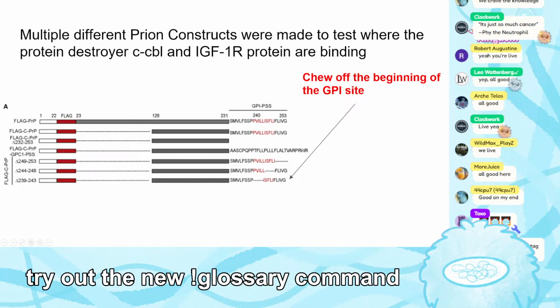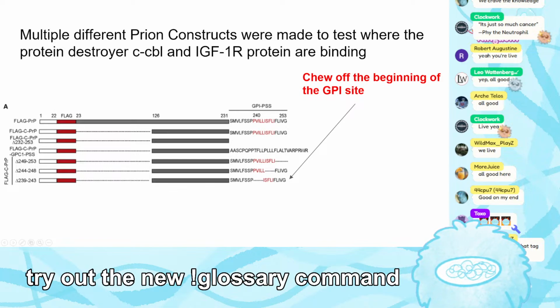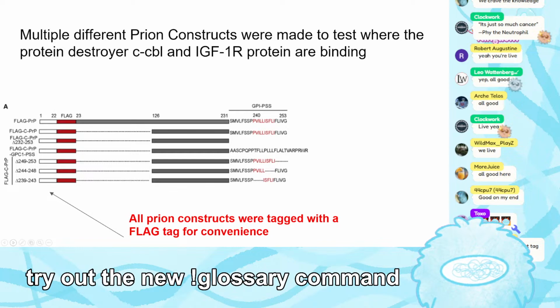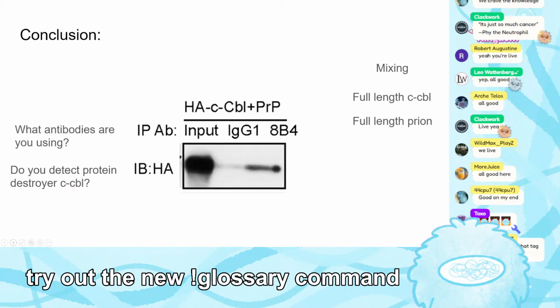So if you don't quite understand all these constructs, don't worry, this was just an overview and I will refer to and define them again as we need them. But just so you know, as we're heading into these next blots, we are removing bits and pieces, mutating bits and pieces of the prion protein to try to get at what part of this prion protein is mediating this interaction. Oh yeah, and then the flag tag is here too.